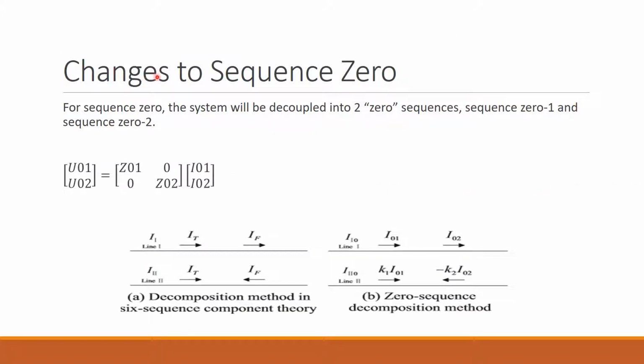So the changes to sequence 0 are pretty brief. For sequence 0, the system will be decoupled into two zero sequences, sequence 01 and sequence 02, which is represented by this system right here. And this is a graphic representation of what's actually going to happen.